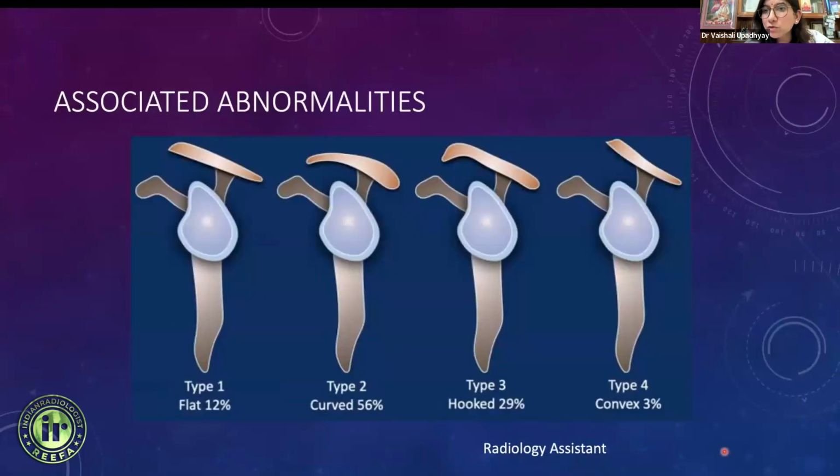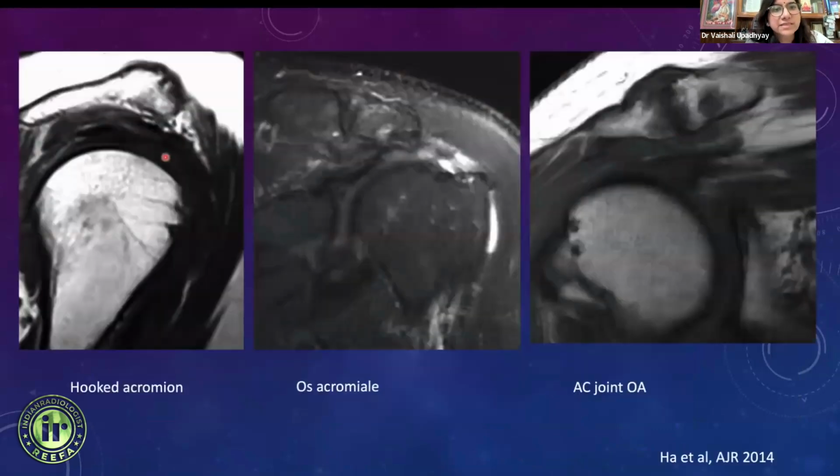Lastly, we talk also of any associated abnormalities or causes that we can pinpoint as the cause of the tear in some patients. For example, these are different types of shapes of the acromion. And this type 3 is the one which has a hooked acromion. So this can damage the rotator cuff. So in this image, you see a hooked acromion. Here you can see an os acromiale, and here you see AC joint arthropathy, acromioclavicular arthropathy. So all these can contribute to rotator cuff impingement and subsequent tearing.